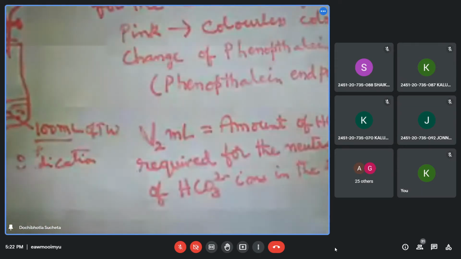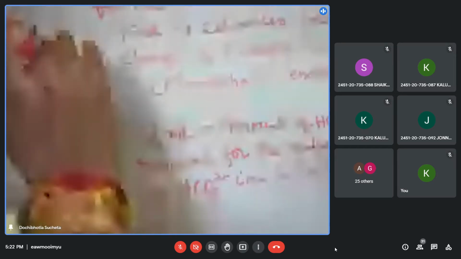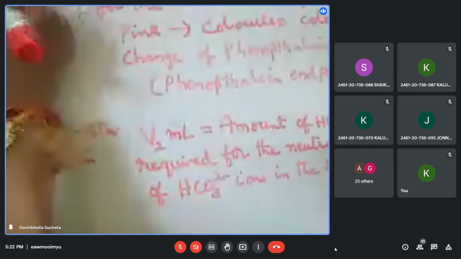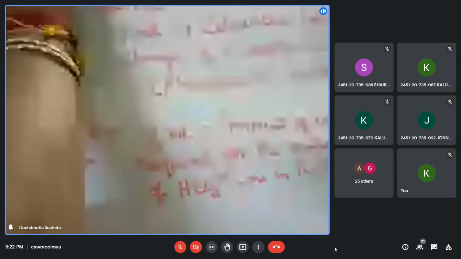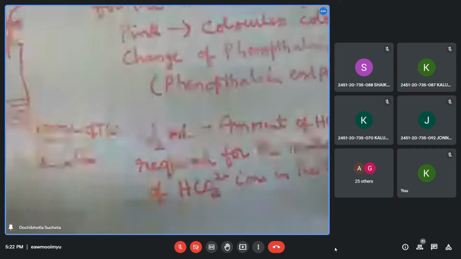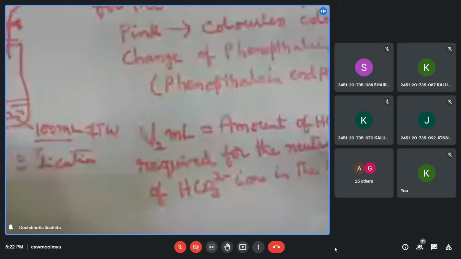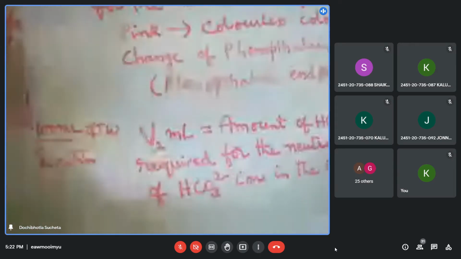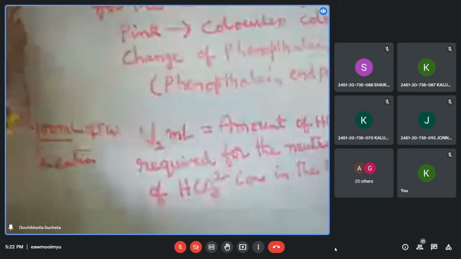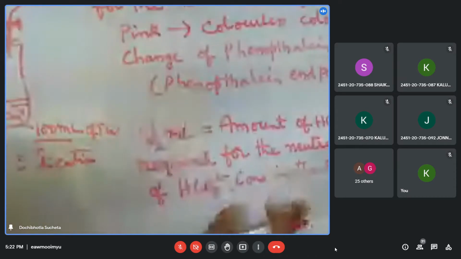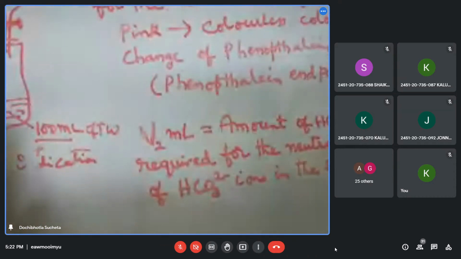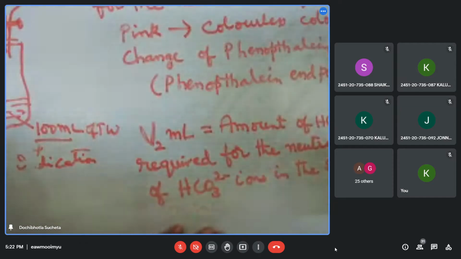Why? If the test water sample already has bicarbonate, then also it will get neutralized only when methyl orange is added. If carbonate is present, from here to here the carbonate might have formed bicarbonate. From here onwards the bicarbonate got neutralized. So V2 ml is the HCl which got consumed for the reaction of H plus with the bicarbonate.